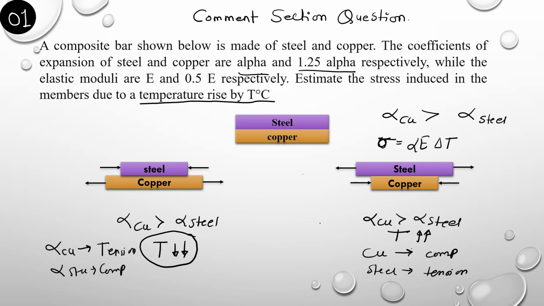For this particular example, they mention the temperature rises by T degrees Celsius, so estimate the stresses induced in the member. So these are the stresses induced in the member. For copper, compression stress is generated, and for steel, tensile stress is generated. The second condition is for this particular example: if this same numerical has the temperature lowered by T degrees Celsius, then this will be your answer. The next question.